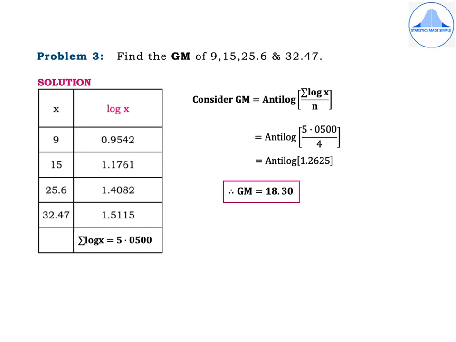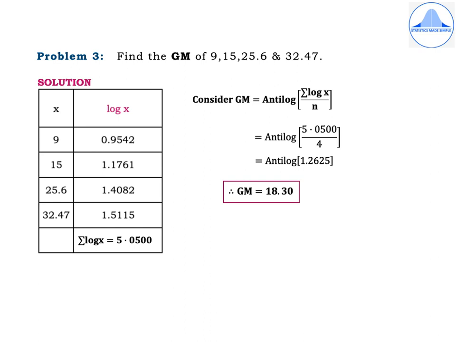Problem 3. Find the geometric mean of 9, 15, 25.6 and 32.47. So the given data is raw data. Let us form a table. Under solution, in the first column, the x values are 9, 15, 25.6, 32.47. Now we need to find out log x. From the calculator, you can calculate the log values and take 4 places after the decimals after rounding off.